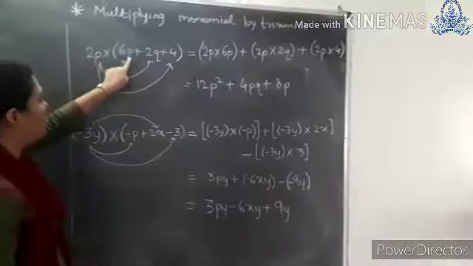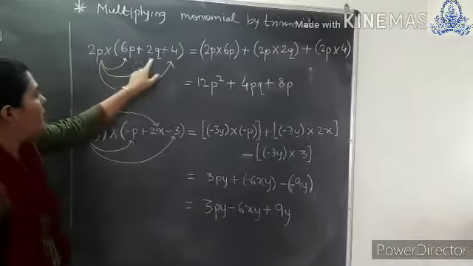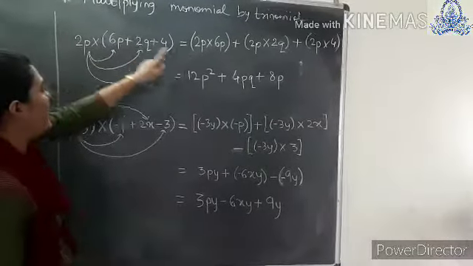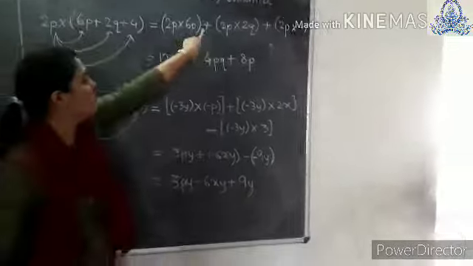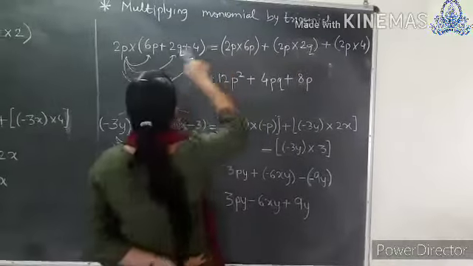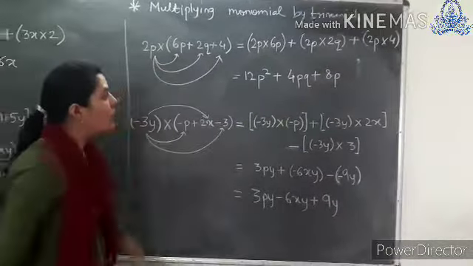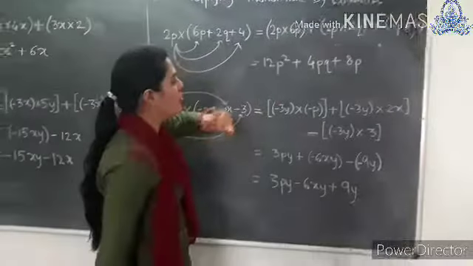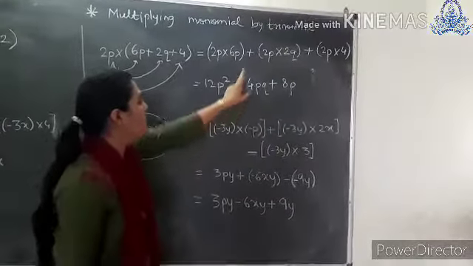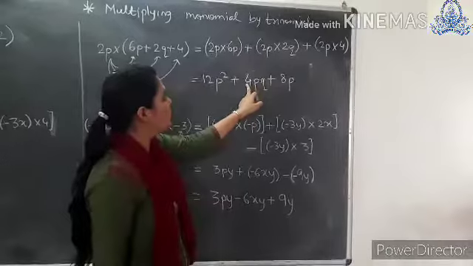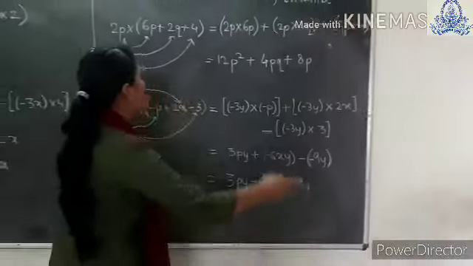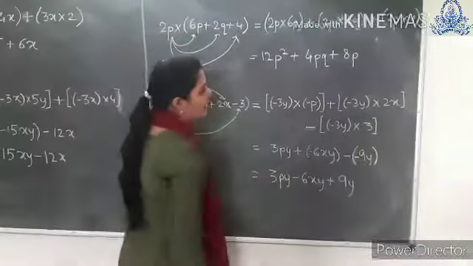So see, this 2p will be multiplied with 6p. Again 2p will be multiplied by 2q, and again 2p will be multiplied by 4. So say 2p multiplied by 6p. Plus sign, here also we have taken a plus sign. This 2p multiplied by 2q. Plus sign and 2p multiplied by 4. Okay. So this is again monomial into monomial. See, 2p into 6p, 2 into 6, 12, p into p, p square, plus 2p into 2q, 2 into 2, 4, p into q, pq, plus 2p into 4, that is 8p. So what is the answer? 12p square plus 4pq plus 8p.